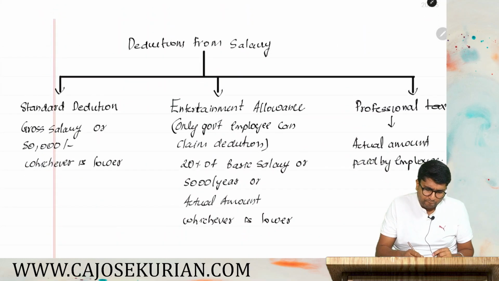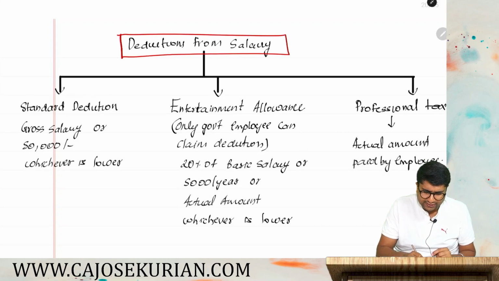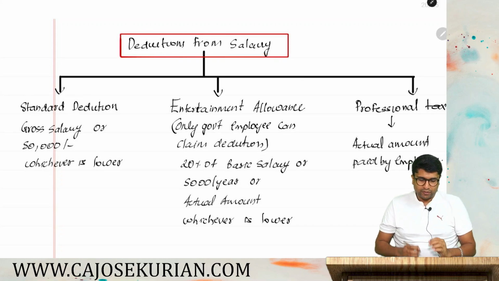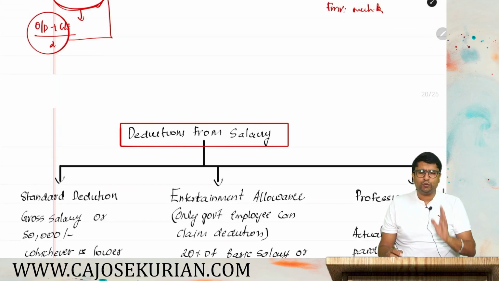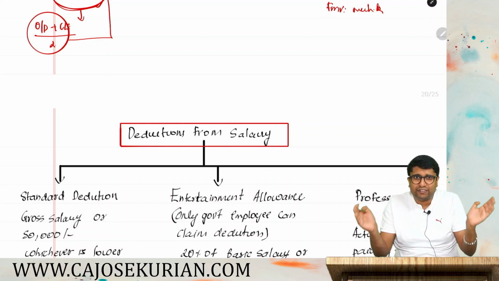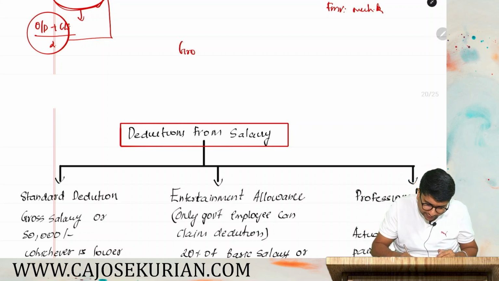Now we have to complete the deductions from salary. Let's understand what all are the deductions that a person can claim from the salary. So first of all, you need to take the basic salary, DA, commission, bonus, perquisites, allowances, etc. and you add everything up, and that is said to be what? Gross salary.